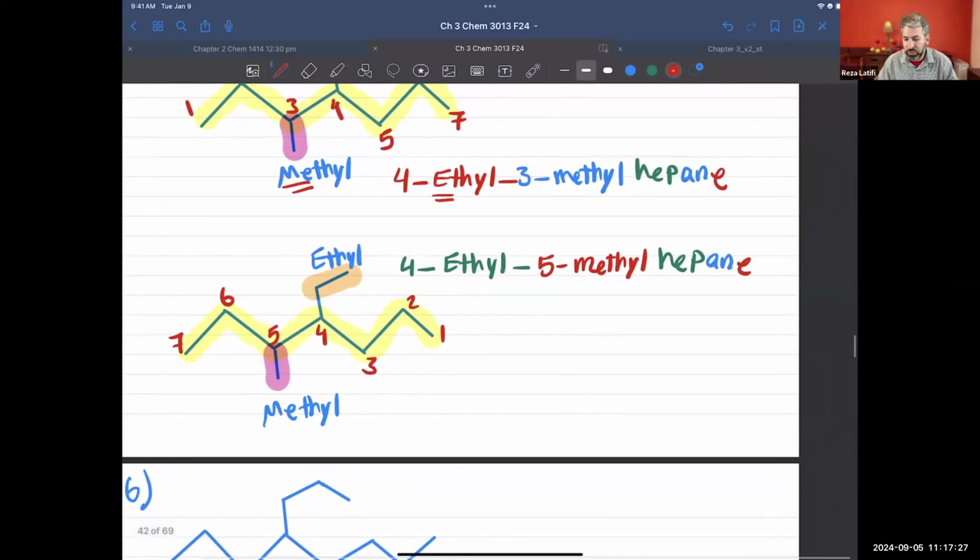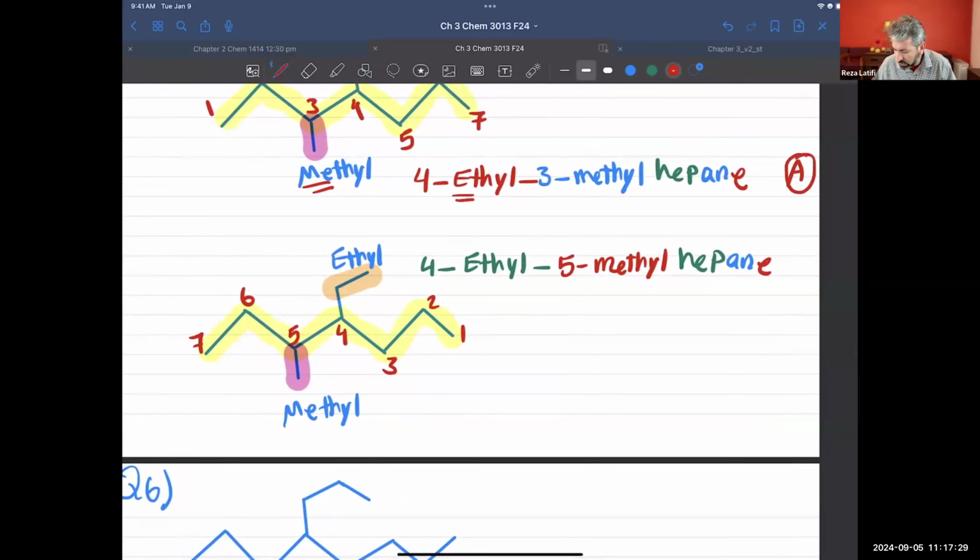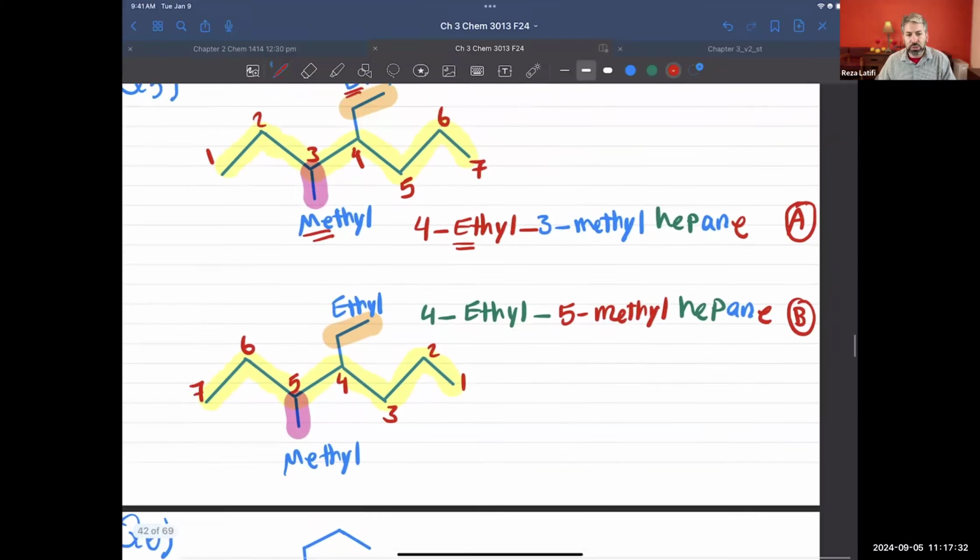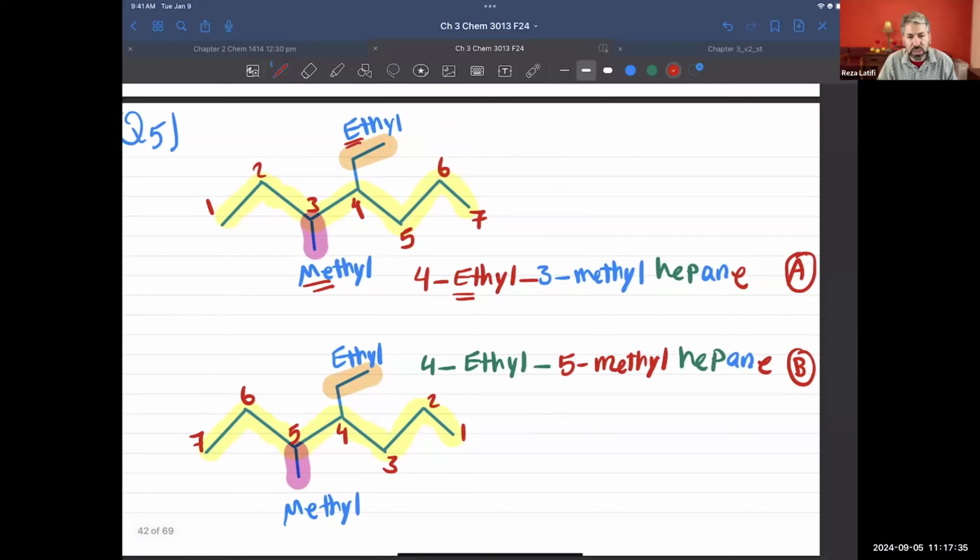Which one of them is correct? Let's say A versus B. The correct answer in this case will be A. Why A? Because first we have 3 and 4 for the substituents, and that's smaller than 4 and 5. They might want to trick you with this way of naming. So for now, let's say this is the correct answer.